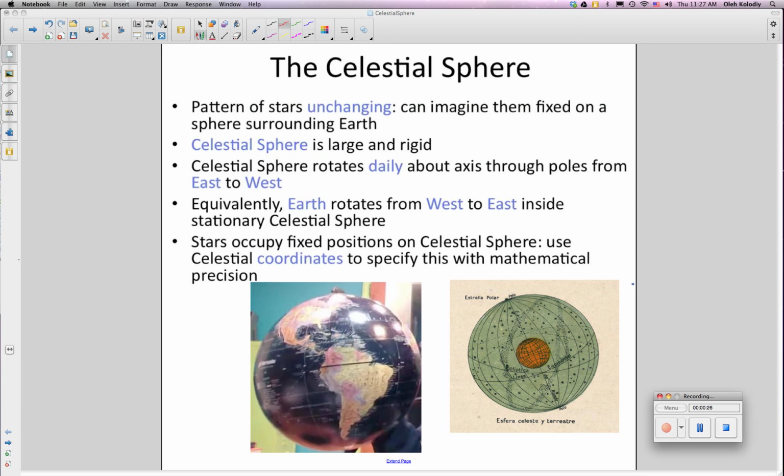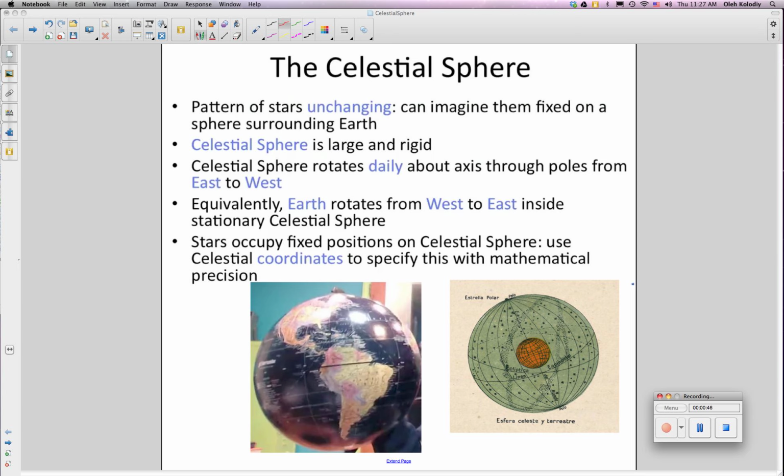So we pictured them as comprising a celestial sphere which surrounds the Earth, as shown on the picture on the right. But what we know is that the stars do not move. It is the Earth that rotates from west to east.